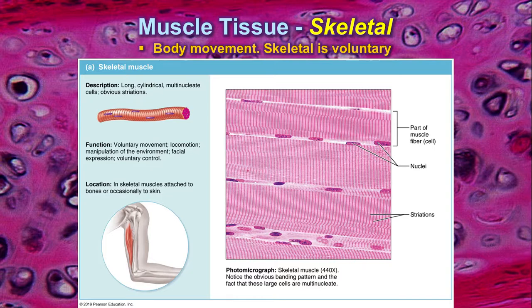So when you see skeletal muscle, you're going to see the striations. The cells are long and cylindrical, and they have many nuclei. Lots and lots of nuclei in one cell. And the nuclei are pushed out to the sides of the cell, so you're not going to find the nucleus in the middle of the fibers. So we have voluntary movement. Skeletal muscle is attached to bones and sometimes to the skin. That's skeletal muscle.